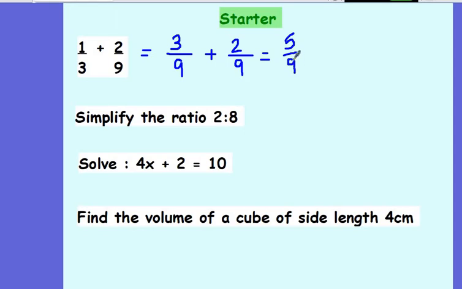For the second one, we simplify a ratio in the same way we simplify a fraction. We want to divide both sides by the same number. In this case, we can divide both sides by 2, which will give me 1 to 4.